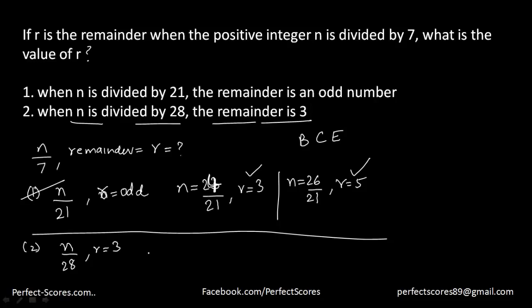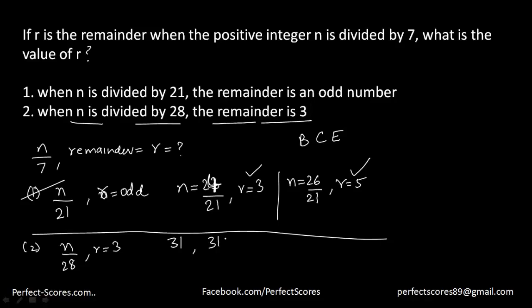So let's pick up some numbers. Now it's very, very important that you pick up some numbers and check out if there is a pattern coming out. Okay. So let's pick up the first number which is divisible by 28 and gives us remainder 3. That would be 31. If you divide 31 by 28, the remainder is going to be plus 3.